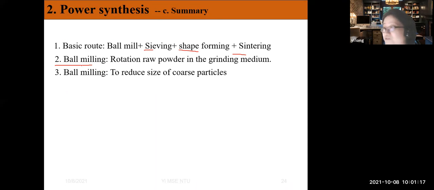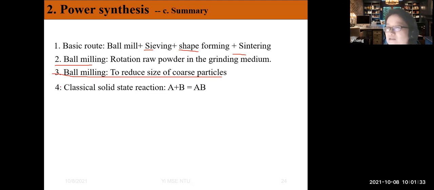You see, it looks simple, right? But actually, if you do ball milling very well, even 10 years ago some people could simply use ball milling to get a PhD. There are a lot of things you can play with. The purpose of ball milling is to reduce the size of the coarse particles.